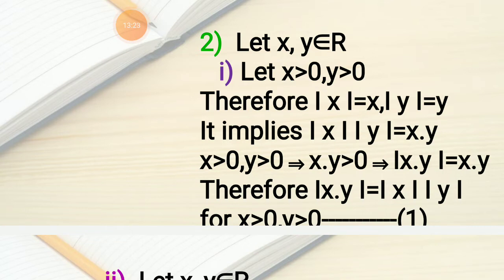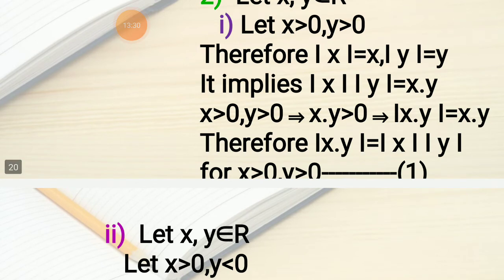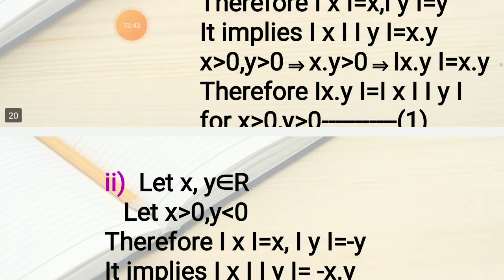Let x be positive, y be positive, so |x| equals x, |y| equals y. So ultimately |x||y| equals x into y. But x is positive, y is positive, xy is positive, so |xy| is itself, |xy| is equal to xy. So |xy| is equal to xy, |x| into |y| also xy. So |xy| equals |x| into |y| whenever x is positive, y is positive.